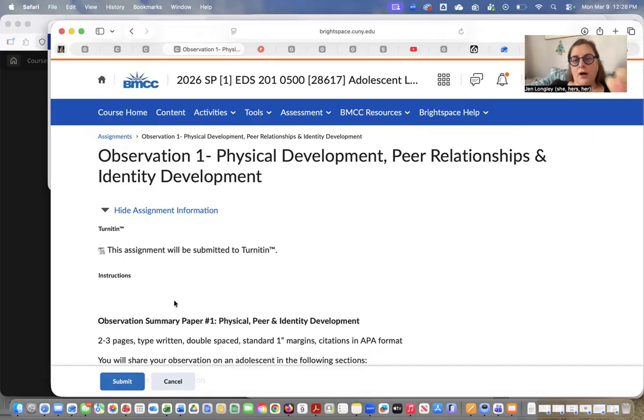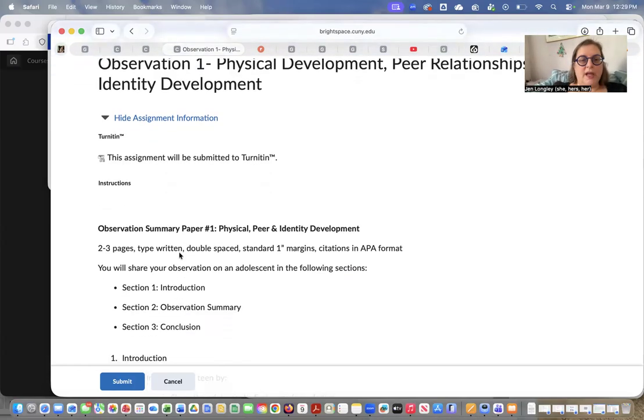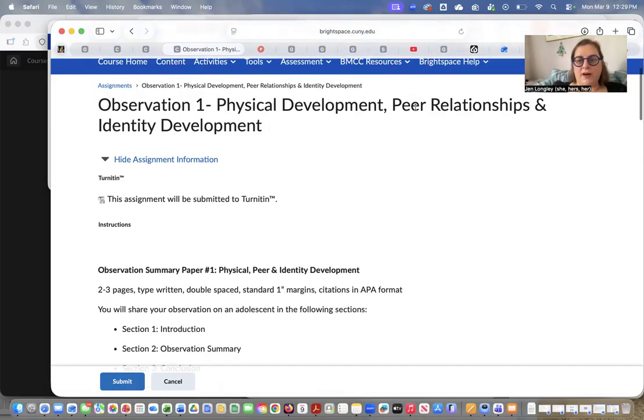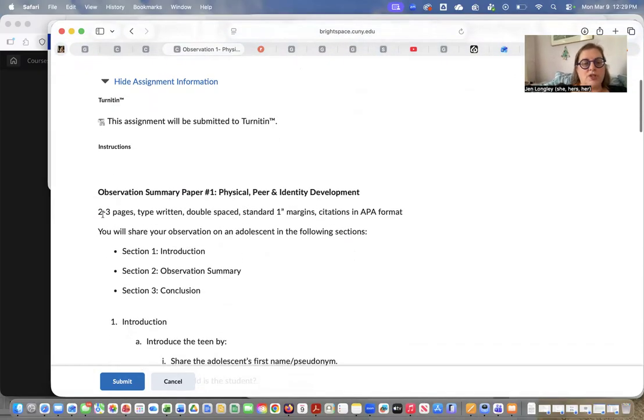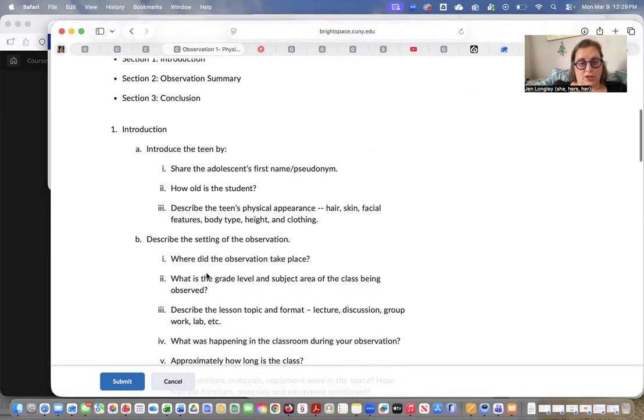You are writing all three observation papers on the same focus child, the focus student from your fieldwork. This observation paper is on physical development, peer relationships, and identity development. This paper should be 2 to 3 pages, typed double space, standard 1 inch margins with citations in APA format. It should be in essay form. You're going to have 3 sections: the introduction, the observation summary, and the conclusion.